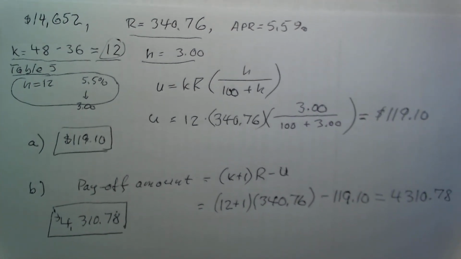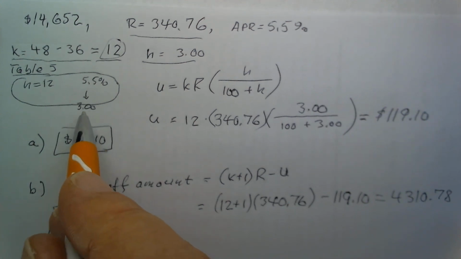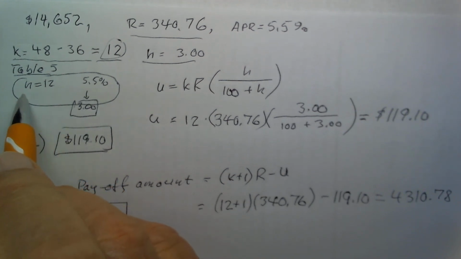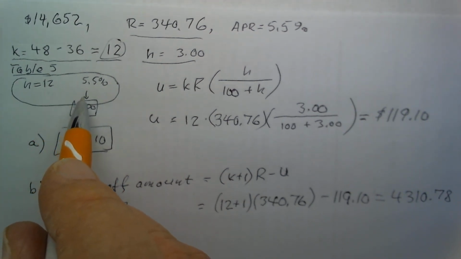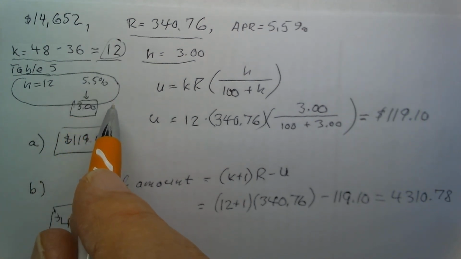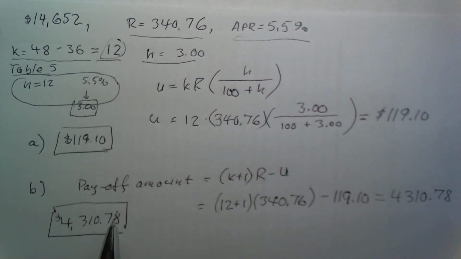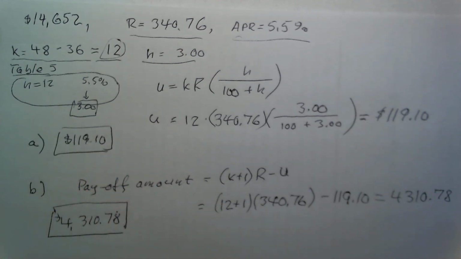So the only tricky thing in this case was for the A part to find out the amount financed per 100. By knowing what n is equal to, 12 in this case, the number of payments, and the APR, since we know that from example number 2, 5.5, we can then look in the table and find out that's equal to $3 per $100 financed.